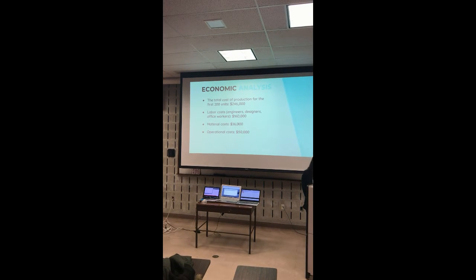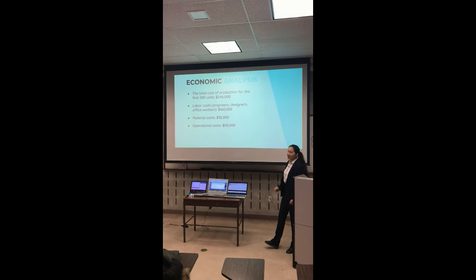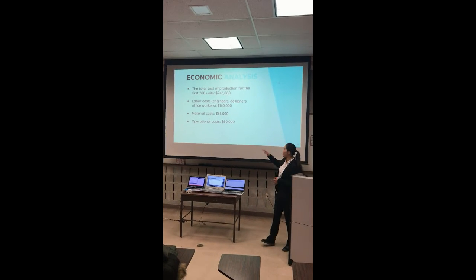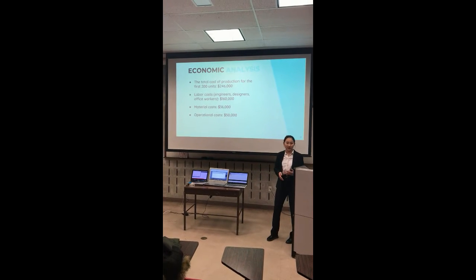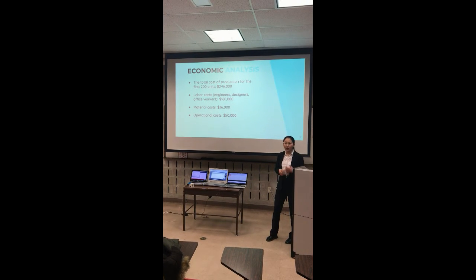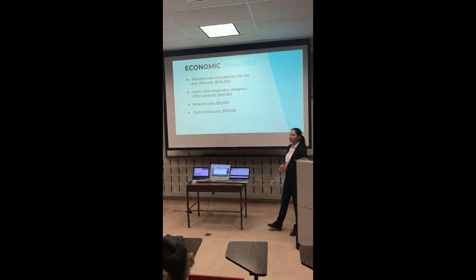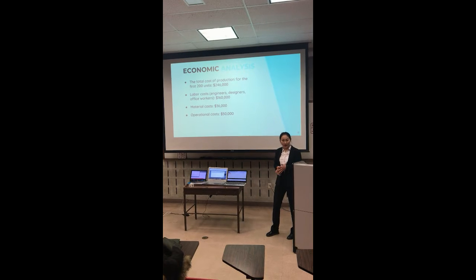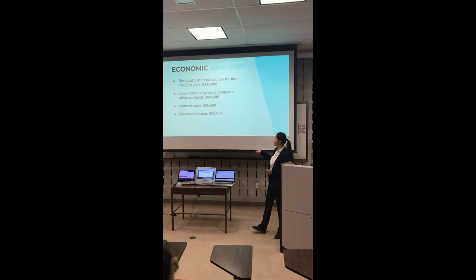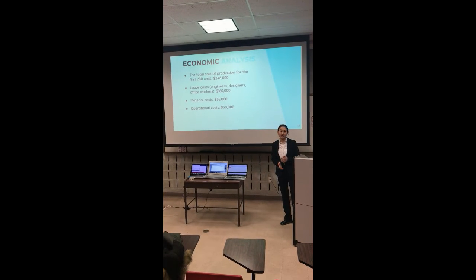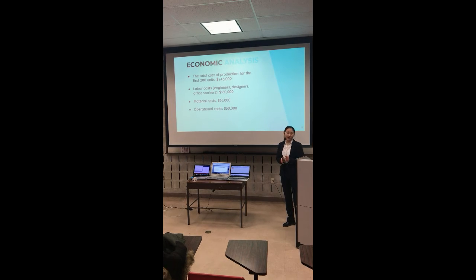Okay. So the total cost of building 200 units is 256,000, and this is split into labor cost, material cost and operational cost. The labor costs were estimated using average pay for engineers, computer scientists, office workers, and designers. Each worker will work for 40 hours per week. So it comes out to be 160,000. The material costs were estimated using off-the-shelf sensors and microcontrollers.